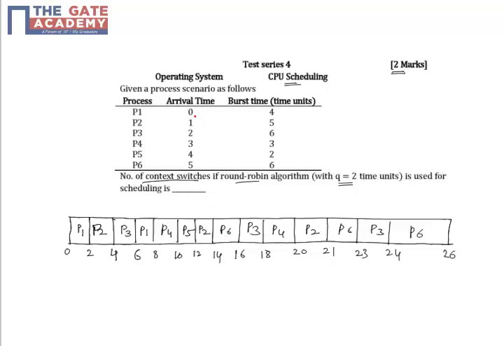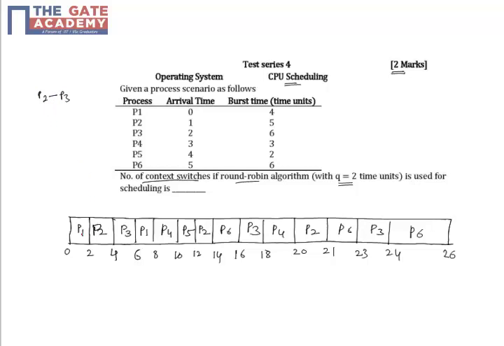At time 0 there is only one process, P1. So we'll start with P1, and because q equals 2, we'll run process P1 till time 2. So P1 will run from 0 to 2. During that time there are 2 other processes, P2 and P3, which are arriving. So P2 and P3 will go into my ready queue, and they will be waiting for the CPU.